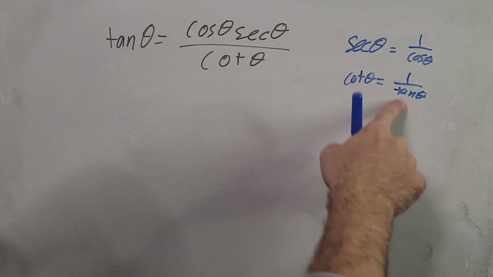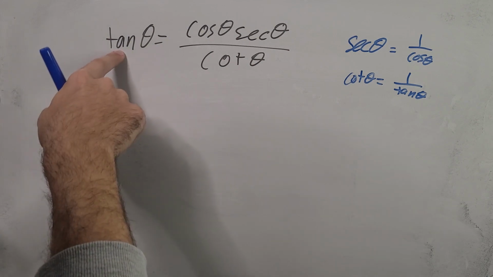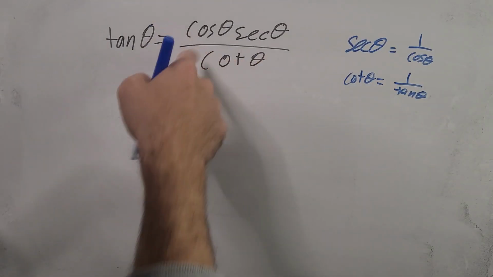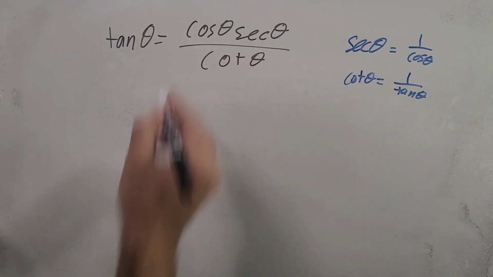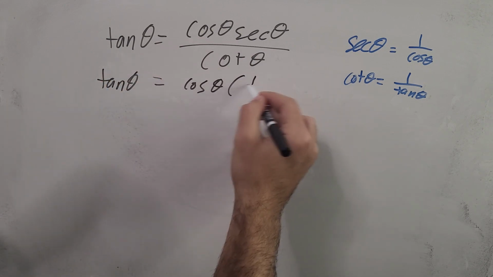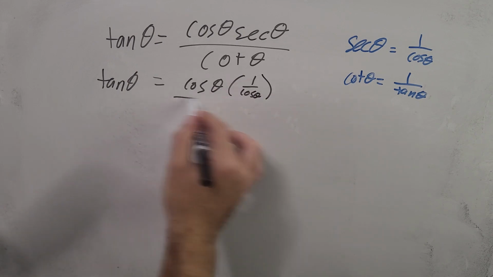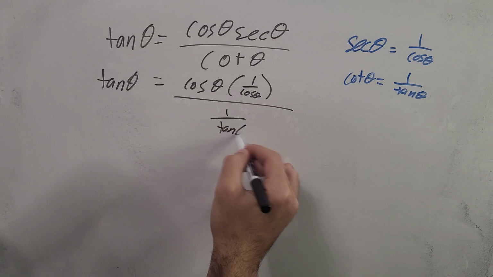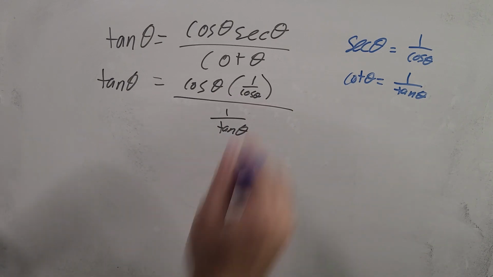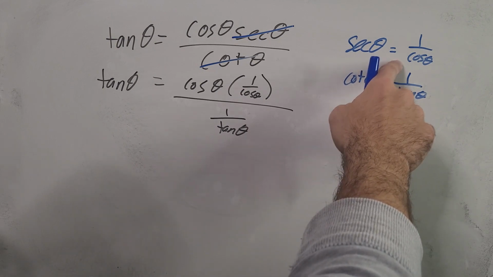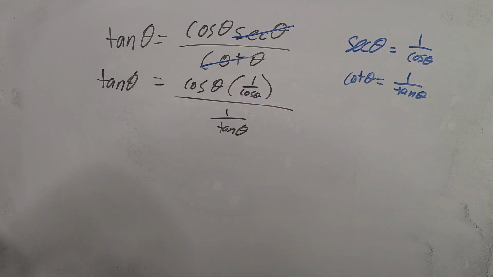Now, the reason why I'm keeping this as tangent in this case is because I have a tangent on the left-hand side, so it's a little bit of a red flag. Let's go ahead and plug these values into this fraction that we have, and then I'll show you how to manipulate it. Cosine times 1 over cosine is all in the numerator. Down below, I have 1 over tangent theta. All I did, guys, is I just replaced the secant and the cotangent with these identities, these replacements, if you will.